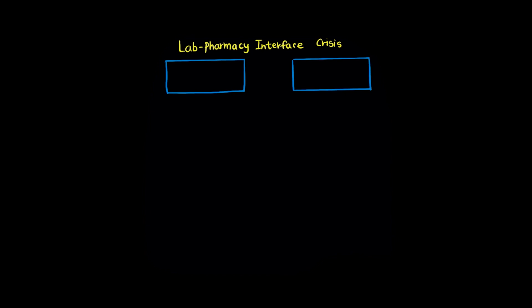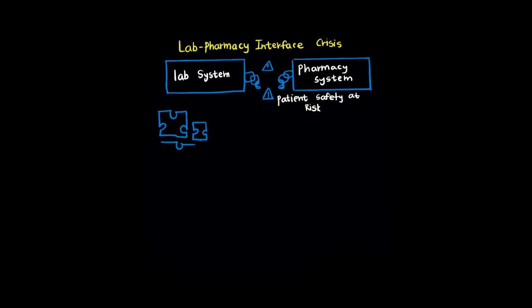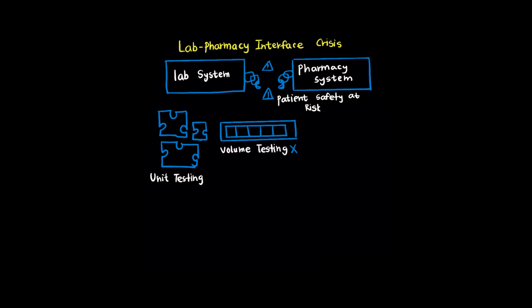When laboratory and pharmacy systems can't talk to each other, patient safety is at risk. Interface testing failures are red flags that must be addressed before go-live. Skip testing? That's a guarantee for disaster. Unit testing only checks individual pieces, missing the critical connections. Volume testing tells us about capacity, not accuracy, but comprehensive integration testing, that's what validates the entire data exchange process.